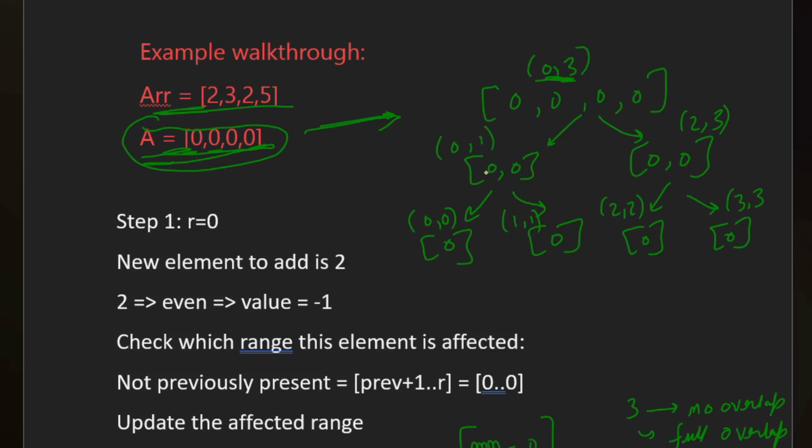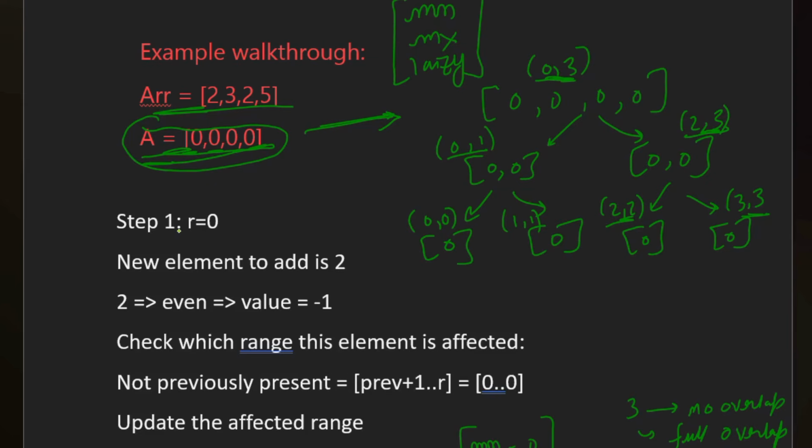Then its two children: one is from 0 to 1, the other is from range 2 to 3. Then 0 to 1 again has two children, from 0 to 0 and from 1 to 1, and 2 comma 3 again has two children, from 2 comma 2 and 3 comma 3. And as we have discussed, each node has one minimum value, one maximum value, and one lazy value. So initially for all these nodes, those values will be 0 only.